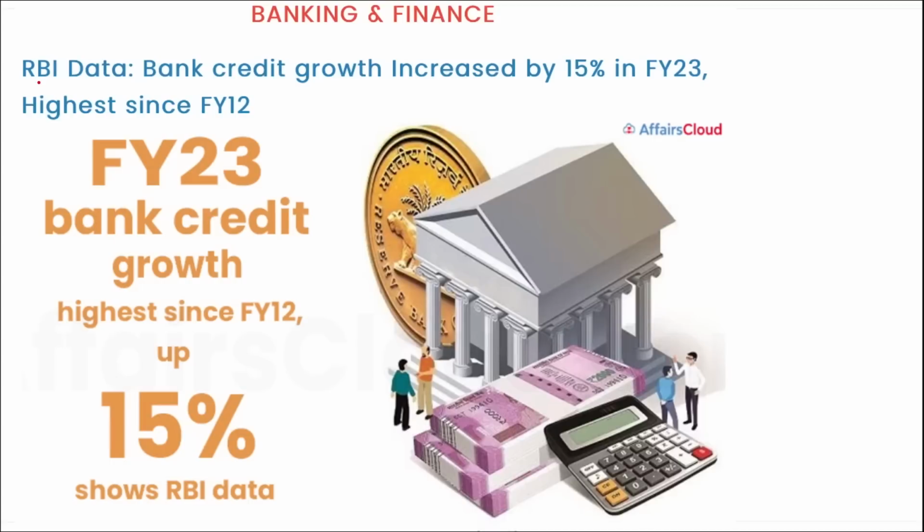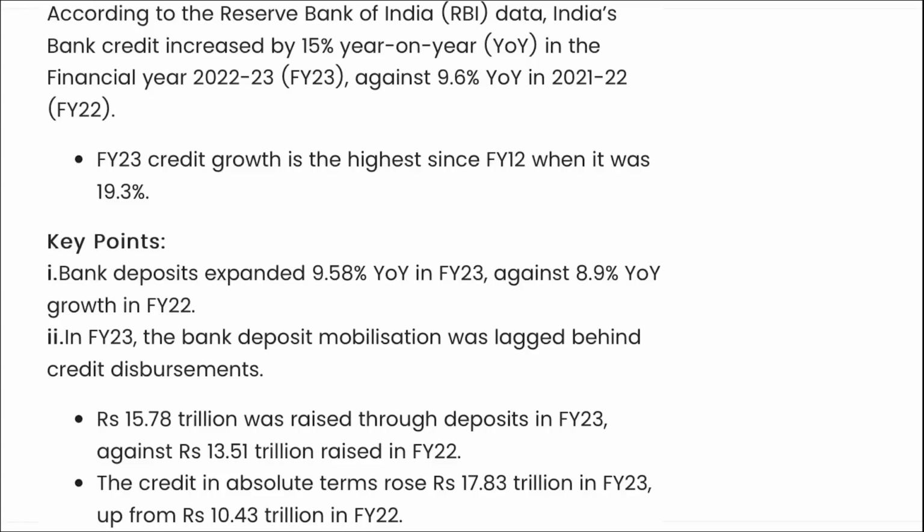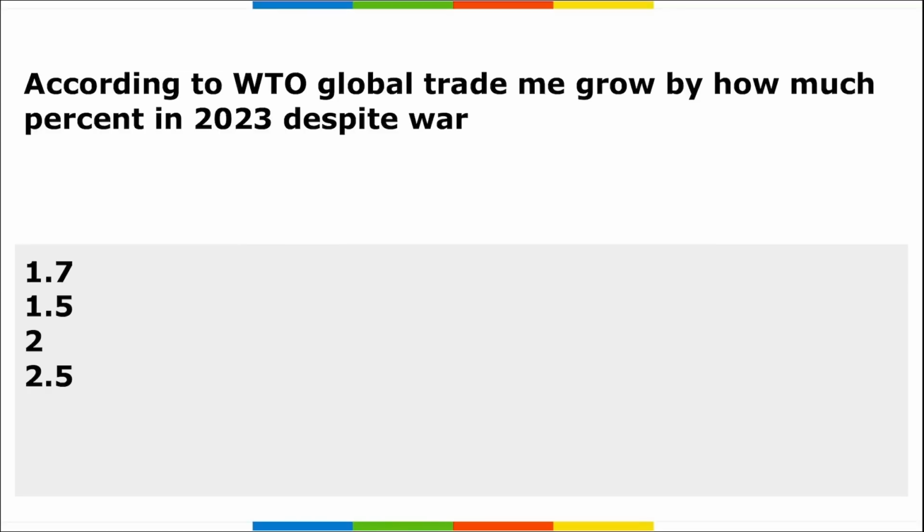Next, banking. RBI also released data that bank credit growth increased by 15% in fiscal year 23, the highest since fiscal year 12. So just remember this directly. Here you can see India's bank credit increased by almost 15% year on year in financial year 23 against 9.6% in financial year 22.